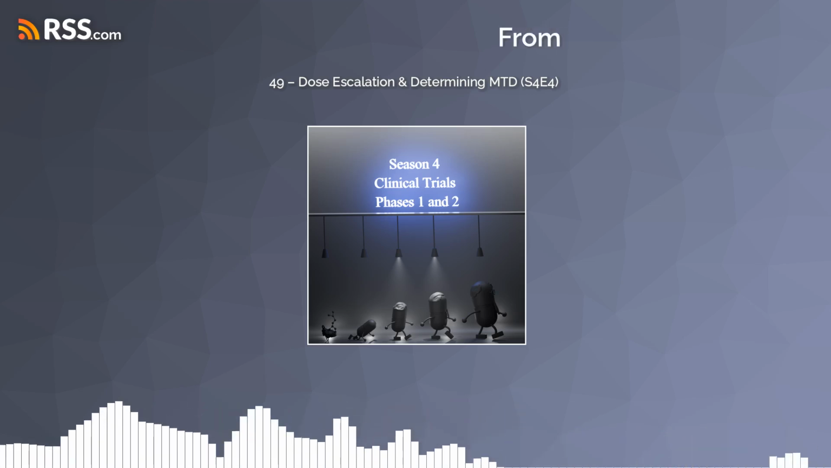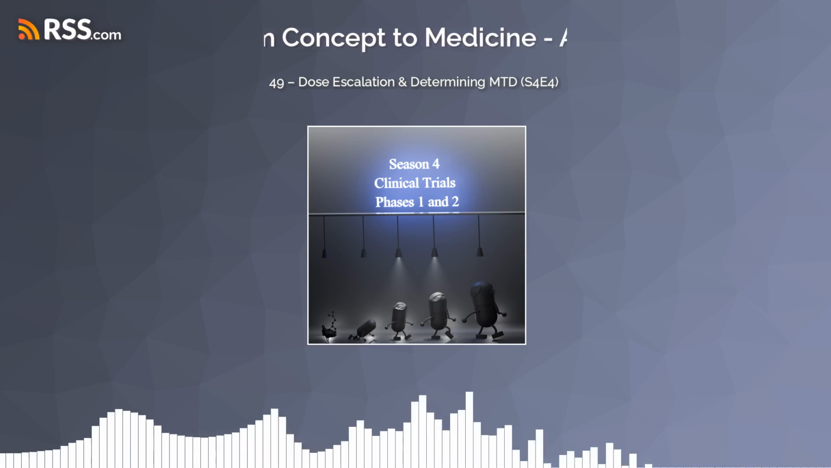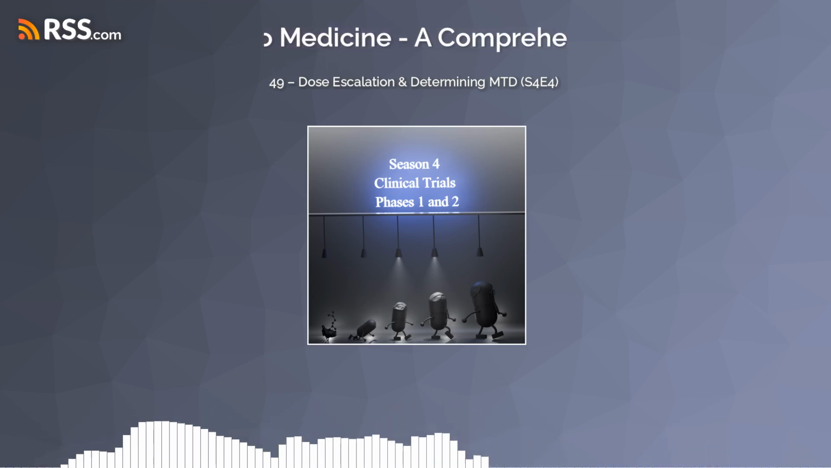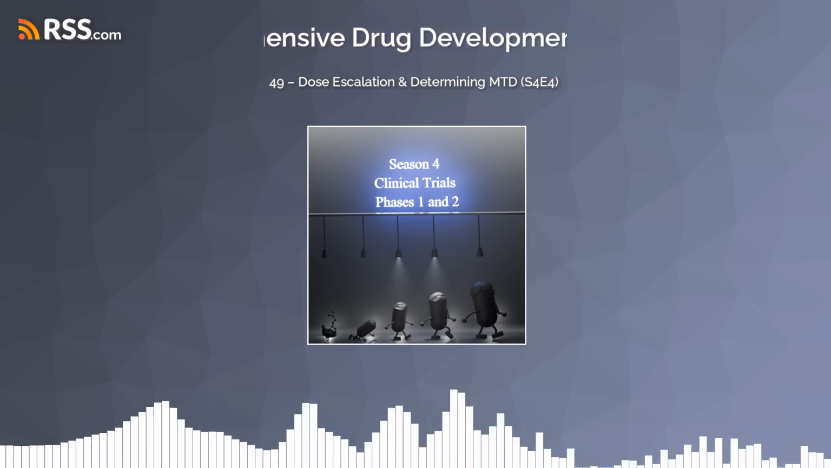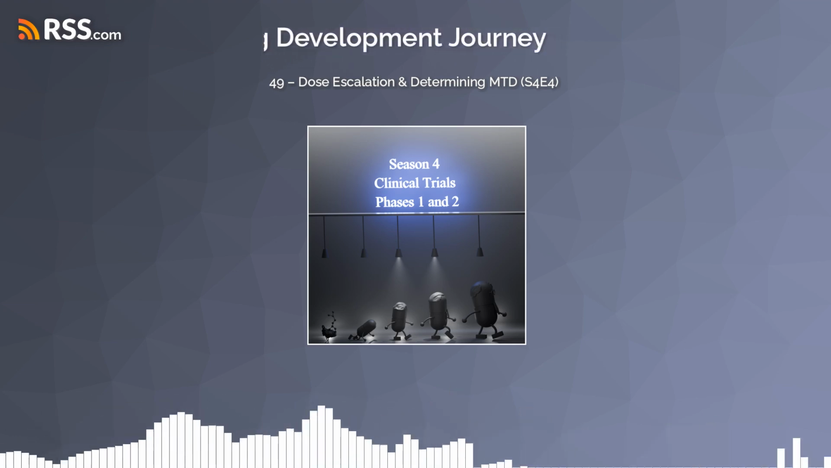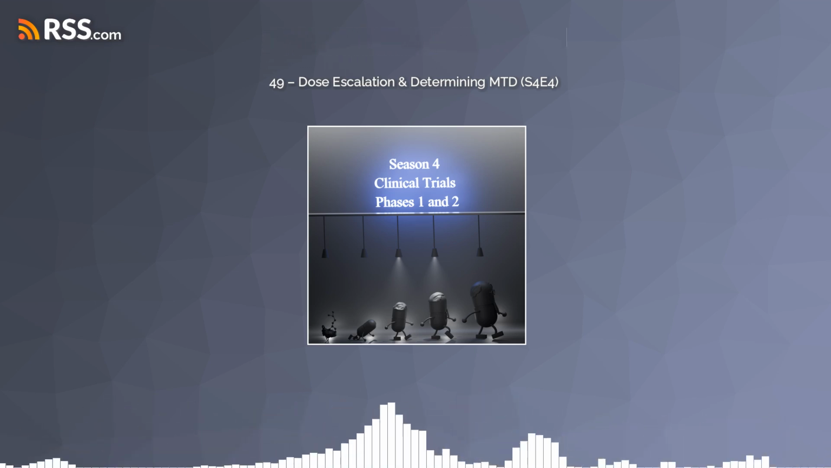All right, let's jump into a deep dive today on drug development. Specifically, how scientists go about figuring out the safest and most effective dose for new medications. We're going to be looking at a process called dose escalation and how it's used to determine the maximum tolerated dose, or MTD. It's a pretty fascinating process, really.